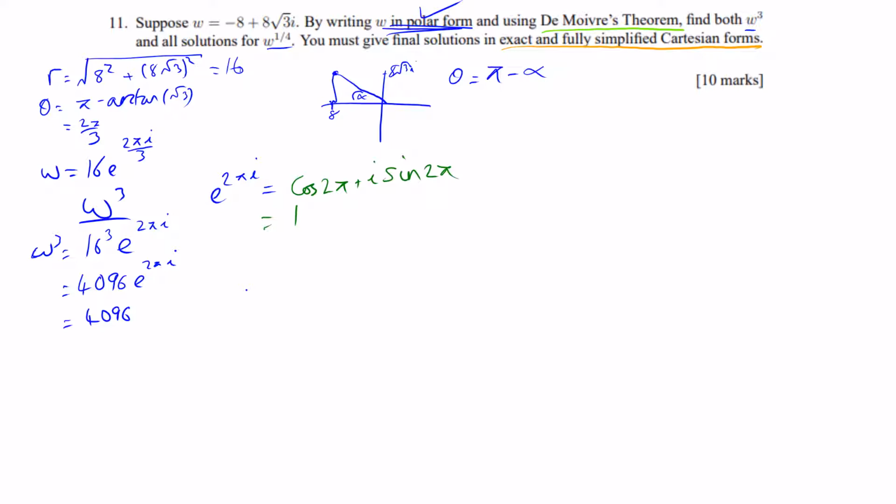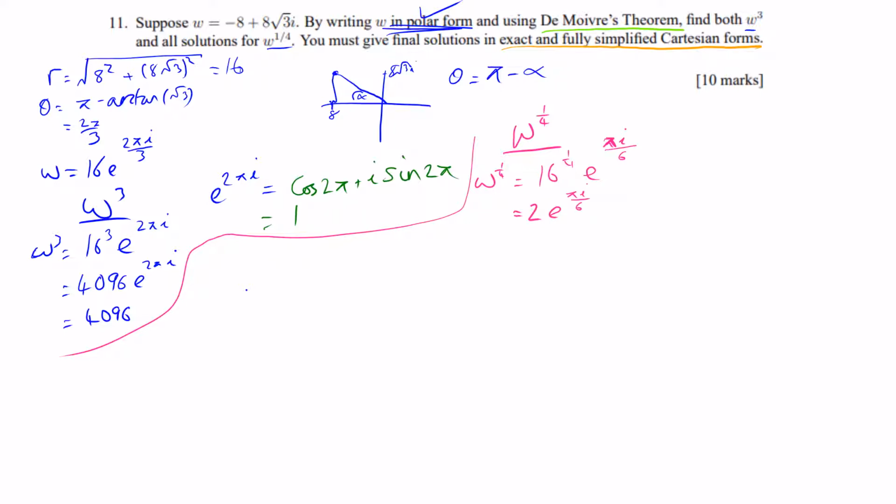So moving now on to w to the power of a quarter. Then we'll do the same thing as we've just done. w to a quarter is equal to 16 to the power of a quarter, e to the 2 pi i by 3 to the power of a quarter. So let's say pi i by 6, just to cancel that down. 16 to the power of a quarter is 2. So we are now left with 2 e to the pi i by 6.